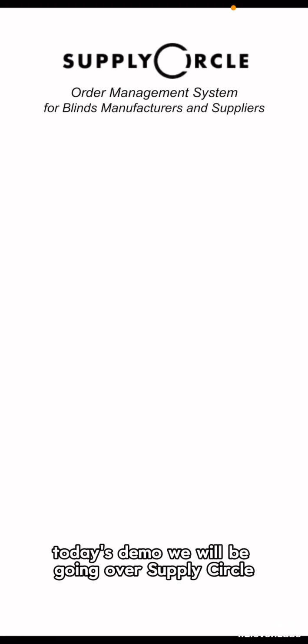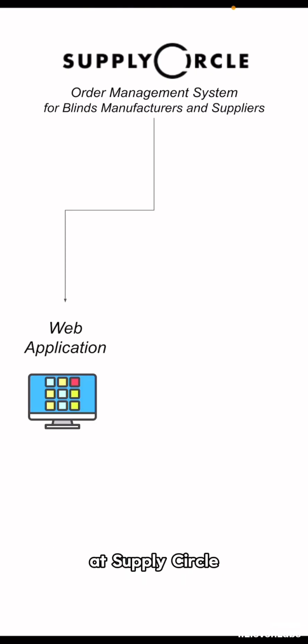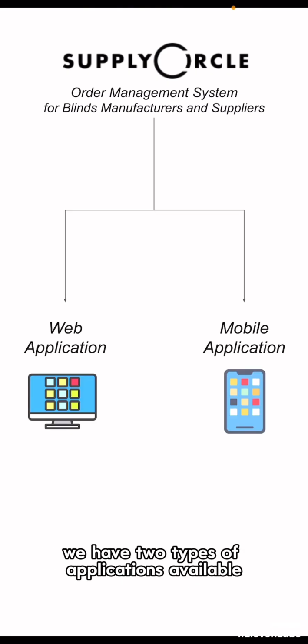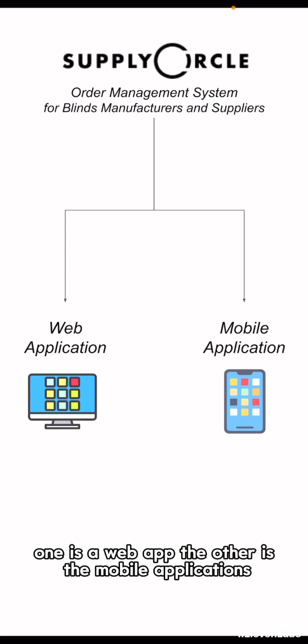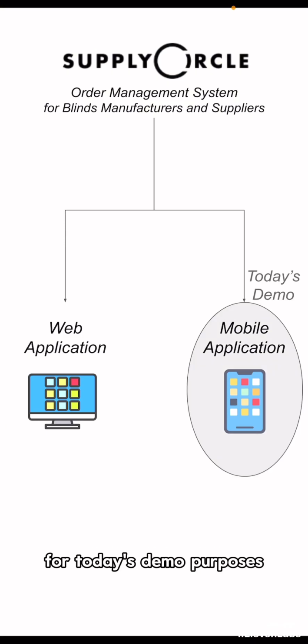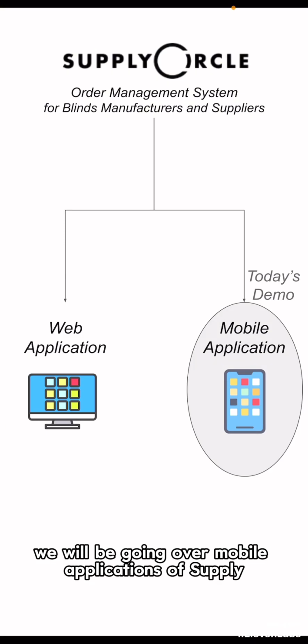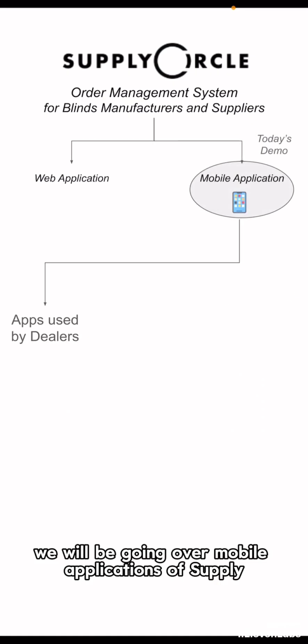We will be going over SupplyCircle, our order management system for blinds manufacturers and suppliers. At SupplyCircle, we have two types of applications available. One is a web app. The other is the mobile applications. For today's demo purposes, we will be going over mobile applications of SupplyCircle.